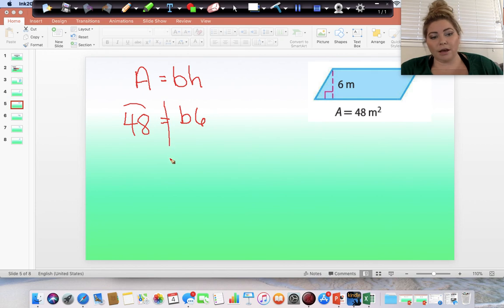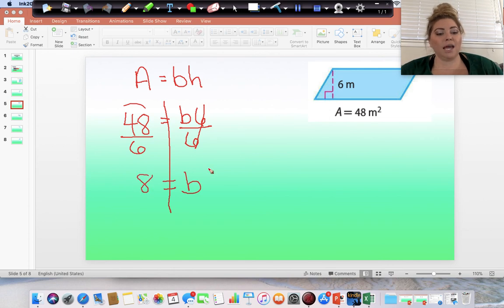So put the line down from your equal sign. Find your variable. Our variable is b. See what's happening to your variable. We're multiplying it times 6. And then do the opposite. Divide both sides by 6. 6 divided by 6 cancels, and we're left with b is equal to 48 divided by 6, which is 8.